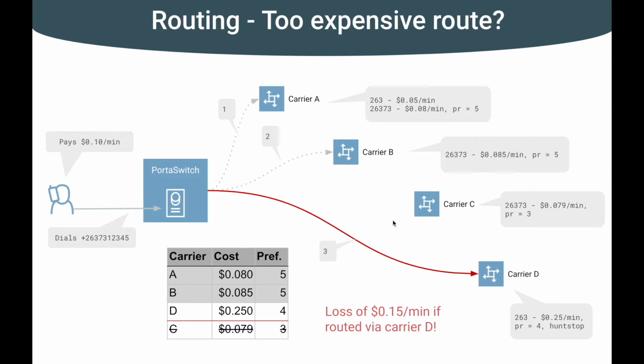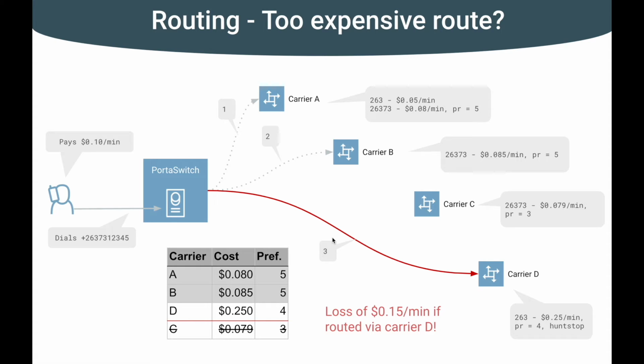Imagine that our carriers A and B, the cheapest ones, are unavailable for some reason, and we also excluded carrier C by setting hunt stop on our carrier D. So anything with a preference less than 4 is excluded. So carrier C has a preference of 3 and it is excluded. Then the calls will be routed through carrier D at 25 cents a minute.